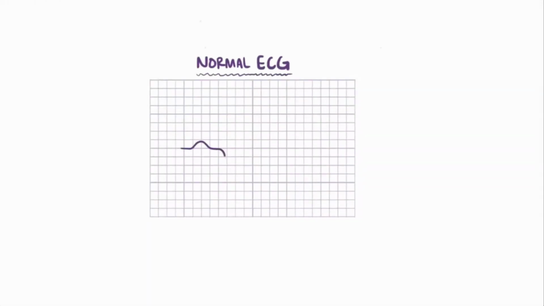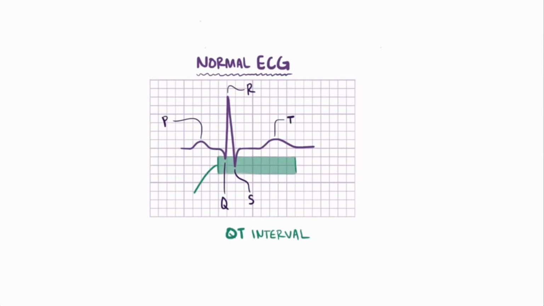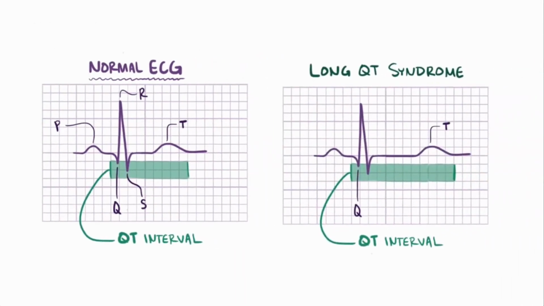On a normal ECG, you've got the P, Q, R, S, and T waves. The QT interval spans from the start of the Q to the end of the T wave. Long QT syndrome, or LQTS, is when somebody's QT interval is longer than normal, which should typically be less than half of a cardiac cycle.